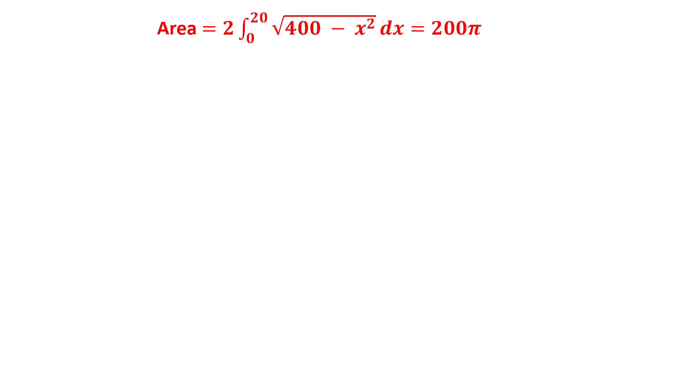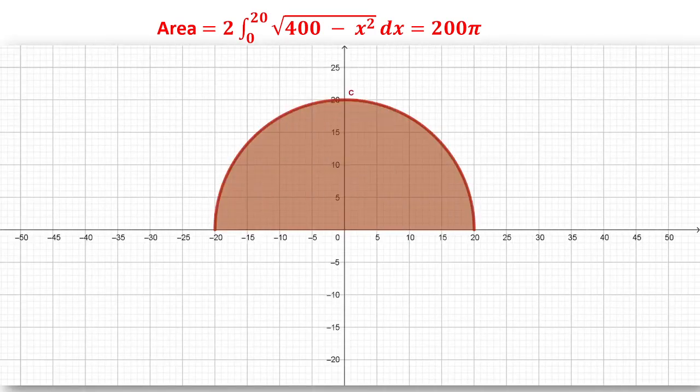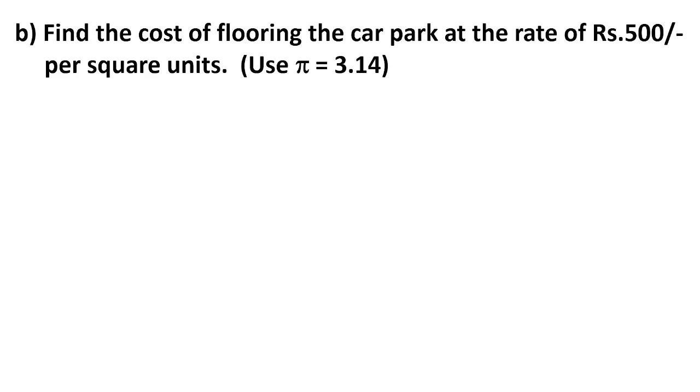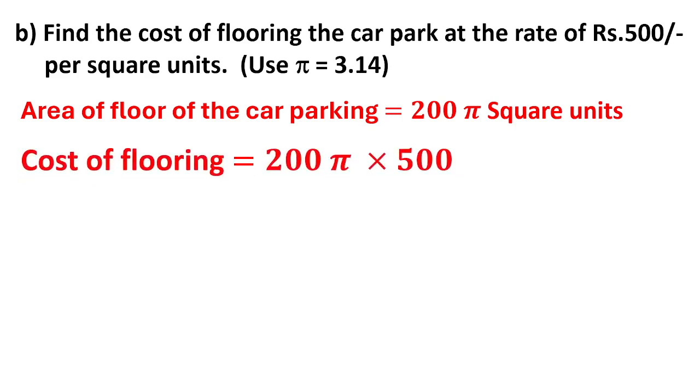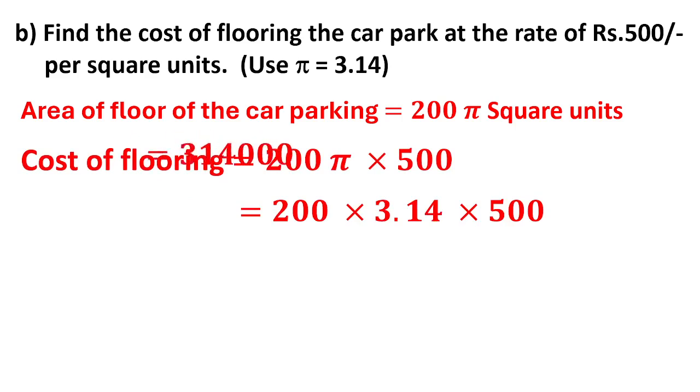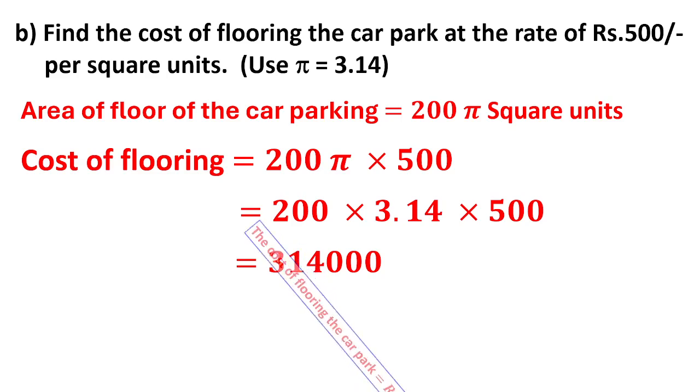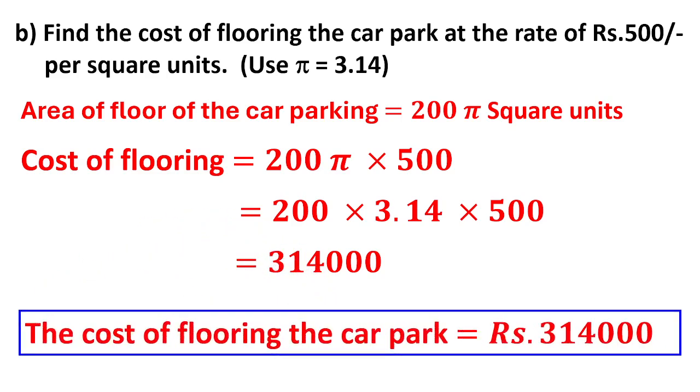But the problem is not over. Let us go to the second part. I will show you the area formula over here. It is 200 pi. Now, the second part is to find the cost of flooring the car parking at the rate of 500 rupees per square unit. Now, you have to simply multiply the area which we have found by 500. 200 pi into 500. Pi is given as 3.14. When you multiply, you are getting 3,14,000. Well, that is the cost of flooring the car park.